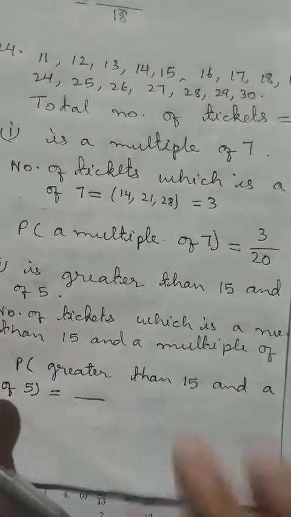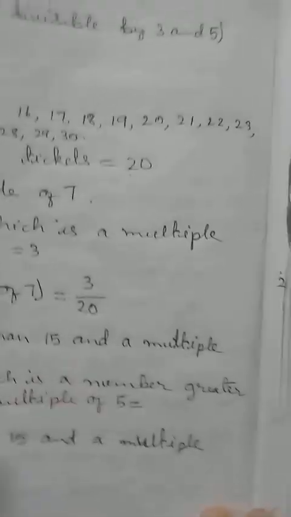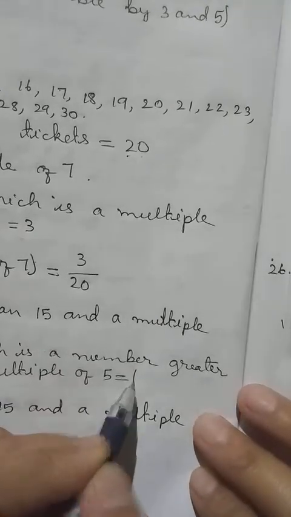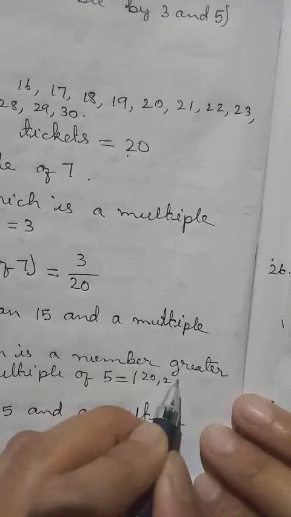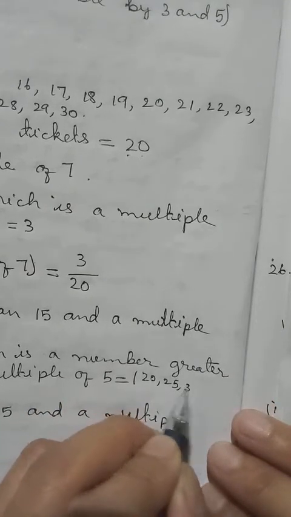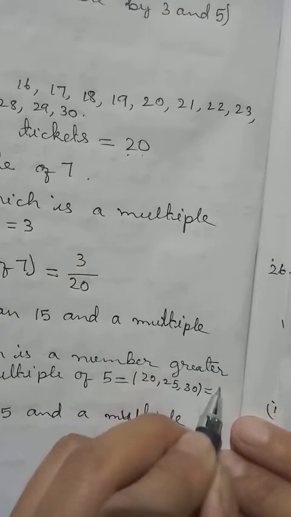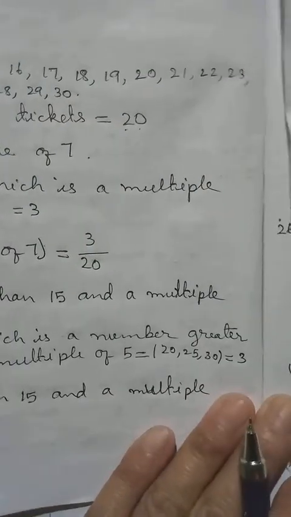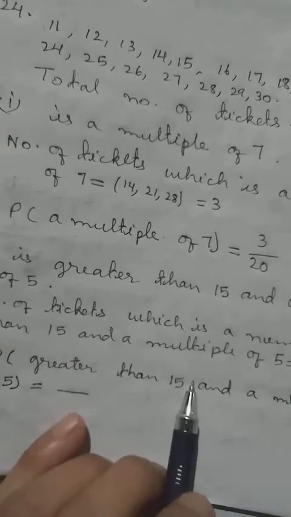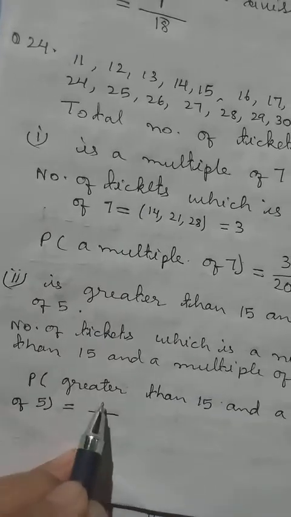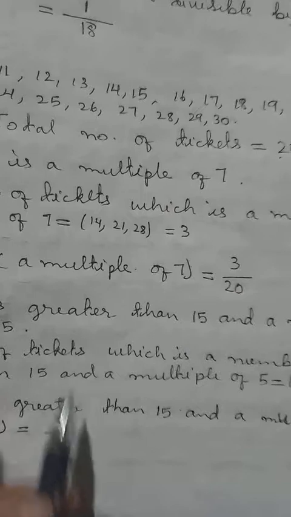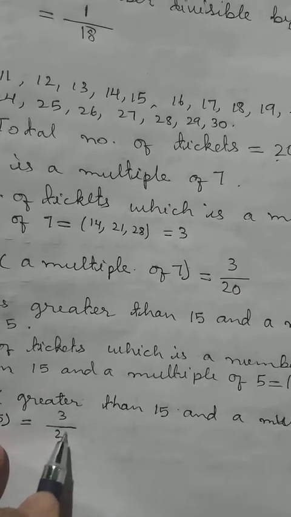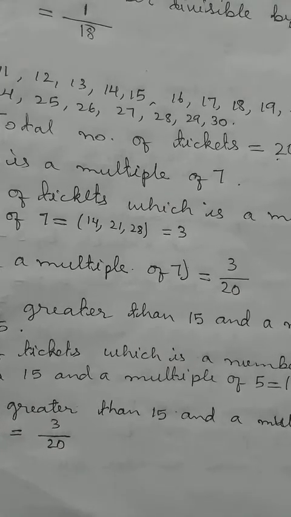They are 20, 25 and 30. So there are 3 of them. So the probability that a number is greater than 15 and at the same time a multiple of 5 will be 3 by the total number, that is the possible outcomes we have here from the beginning, which is 20. So we cannot cancel, that is the answer.